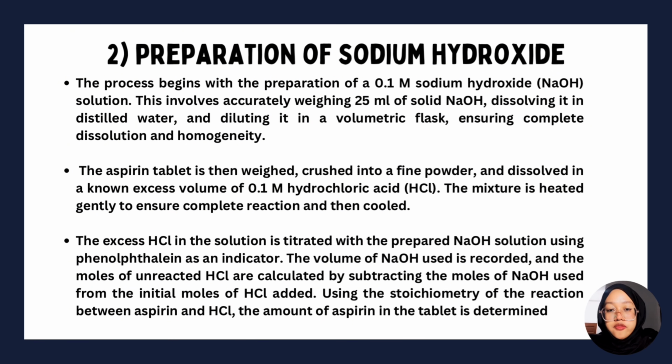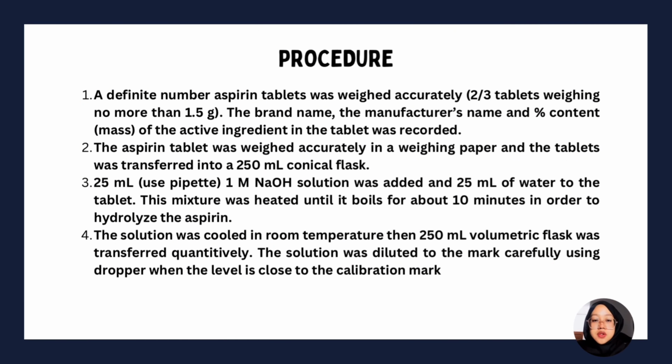The volume of sodium hydroxide used is recorded, and the moles of unreacted hydrochloric acid are calculated by subtracting the moles of sodium hydroxide used from the initial moles of hydrochloric acid added. Using the stoichiometry of the reaction between aspirin and hydrochloric acid, the amount of aspirin in the tablet is determined. This is the procedure that we must follow during the experiment.